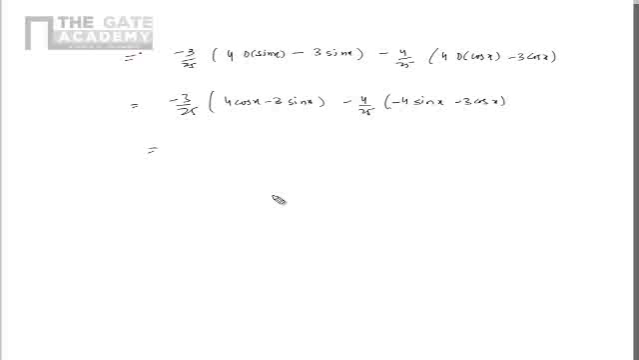what will you get? Let me just take 1 by 25 common, so you'll get minus 12 cos x plus 9 sin x plus 16 sin x plus 12 cos x. So the cos x terms get cancelled out, you will get 25 sin x over 25. So basically you will get sin x. Okay, this was the particular integral.